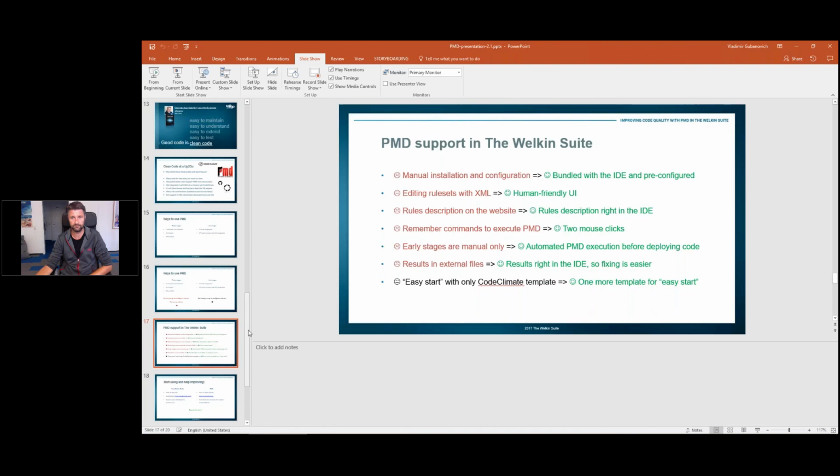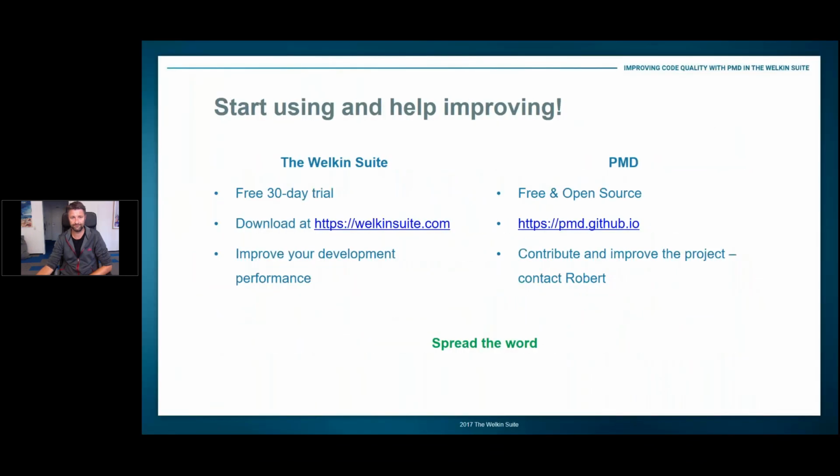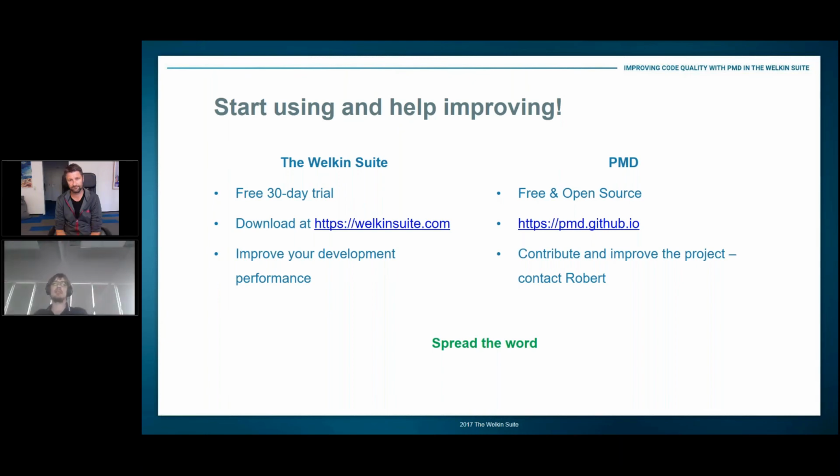And I'll get back to the presentation and, yeah, I guess that both me and Robert would agree on the same thing: start using PMD. You can download PMD on their website. You can contribute to PMD with new rules, with descriptions, with bug reports in case of any. Just contact Robert and he'll be happy to guide you through the process of doing all of that for PMD. And from my side, I guess one of the easiest ways to start making your code better is to use it in the Welkin Suite.